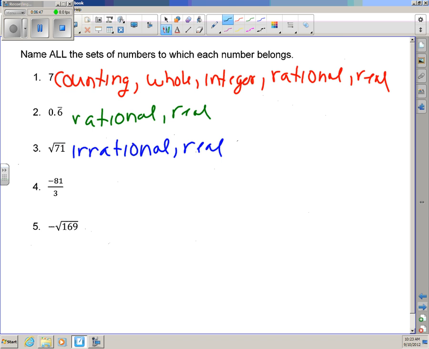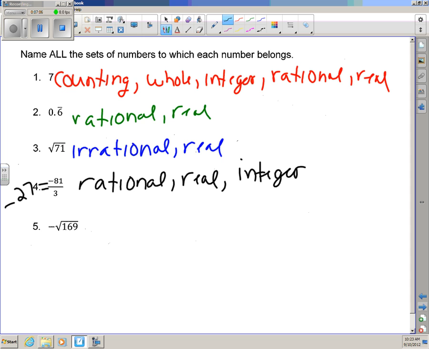Negative 81 over 3, it's a fraction, so it has to be rational. It has to be real, but if you think about simplifying this fraction, it turns into negative 27. Negative 81 divided by 3 is just negative 27. Well, negative 27 happens to be an integer. So that's what you've got there. This next one happens to be a perfect square. The square root of 169 is 13, so this answer comes out to be negative 13. And then it's the same thing as what we just did. This happens to be an integer. It happens to be rational. And it happens to be real.